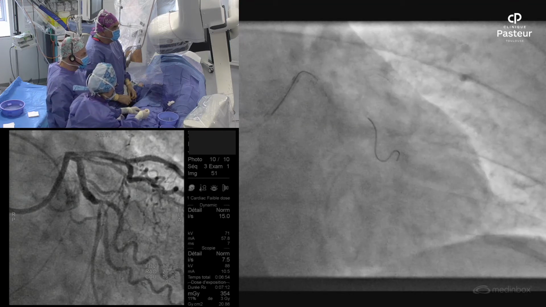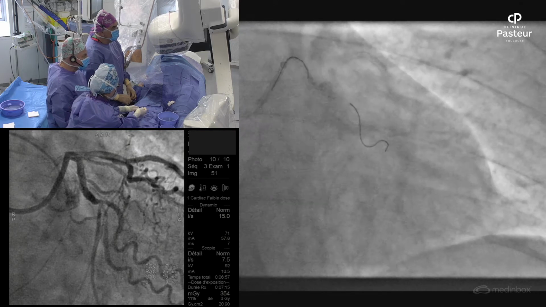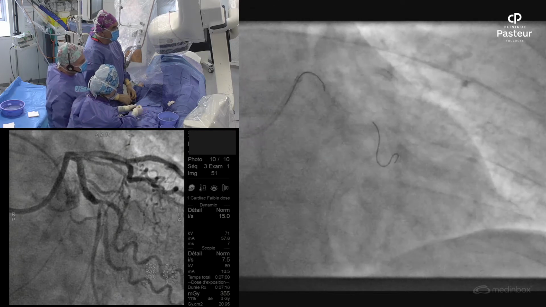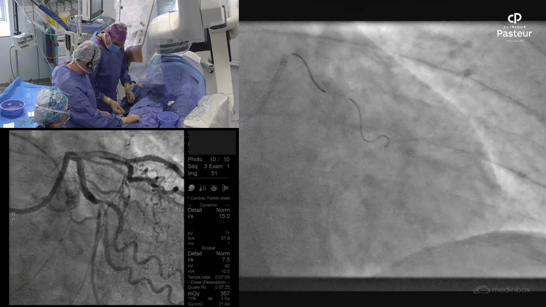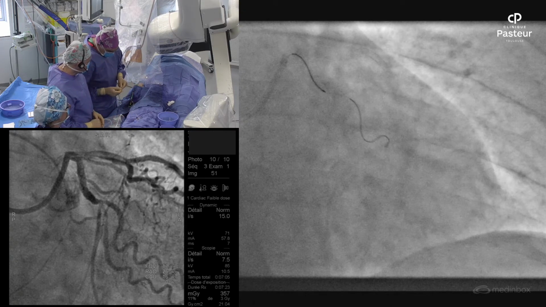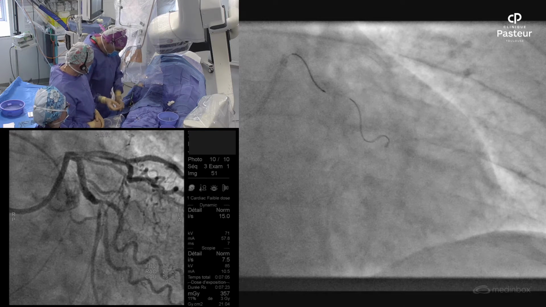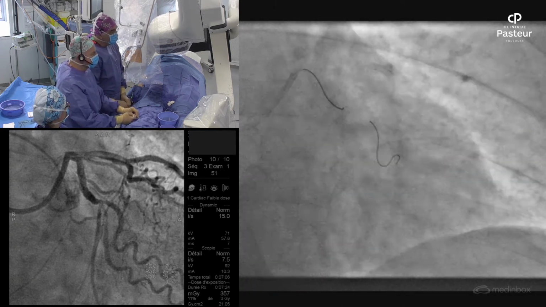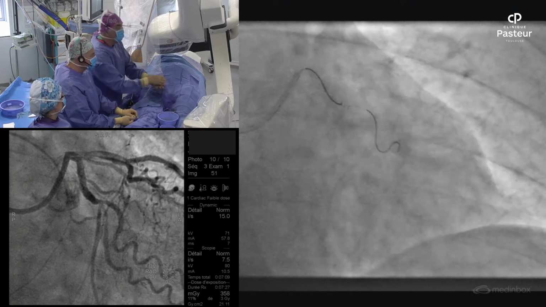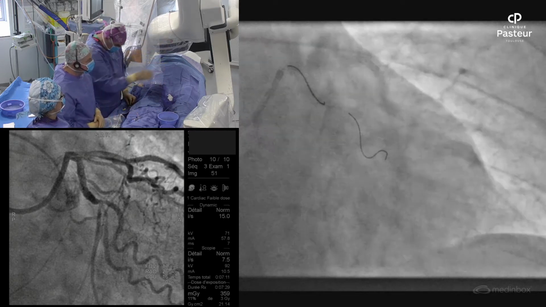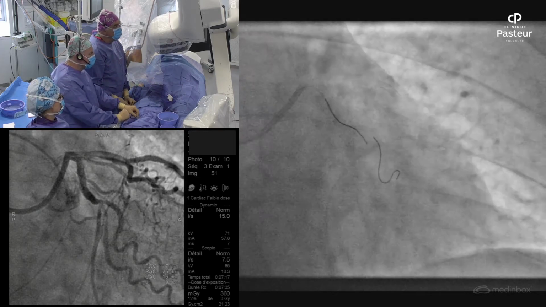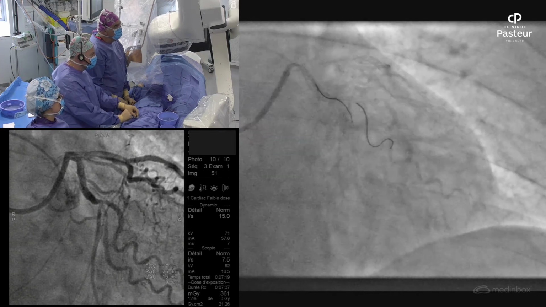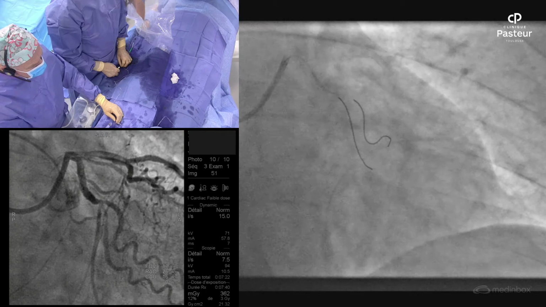Not easy. All the time I hope that we are in the right channel. I do not feel any resistance or metallic feeling. I will take the torquer. What really makes the difficulty in this case is the first angulation between the guiding and the proximal circumflex with the stent. Here we are in the second. Here it's more straight, and it's then easier.